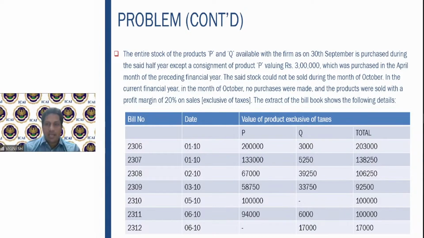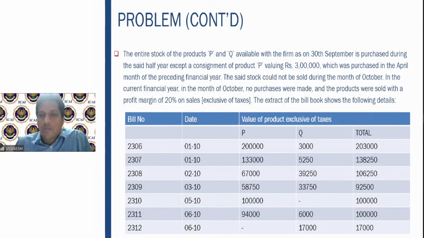So he's telling everything was purchased in the said related period, but one portion of P of 3 lakhs was purchased in April month of the preceding financial year. So immediately you should understand that this invoice is more than 1 year old. So whether the credit is to be taken or not, we have to see.